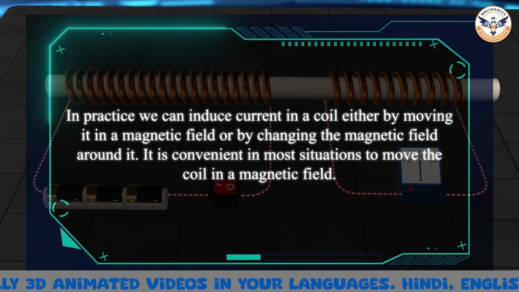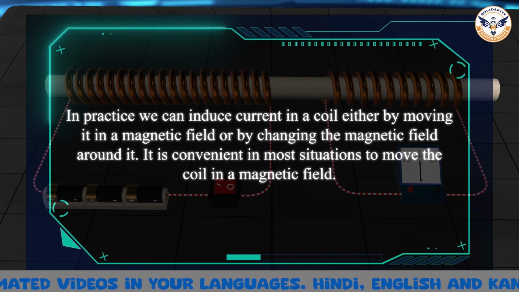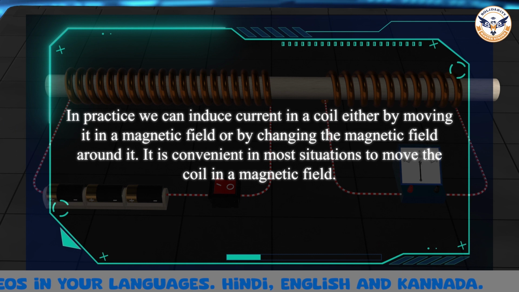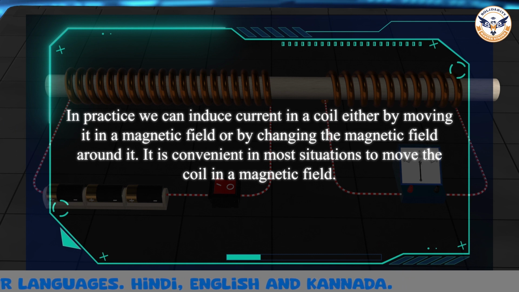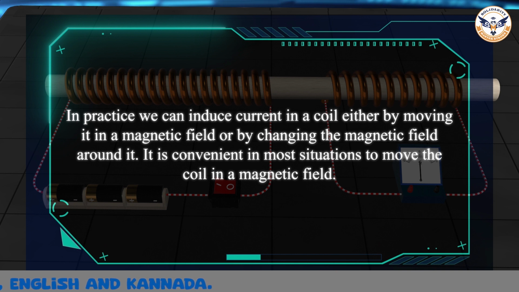In practice, we can induce current in a coil either by moving it in a magnetic field or by changing the magnetic field around it. It is convenient in most situations to move the coil in a magnetic field.